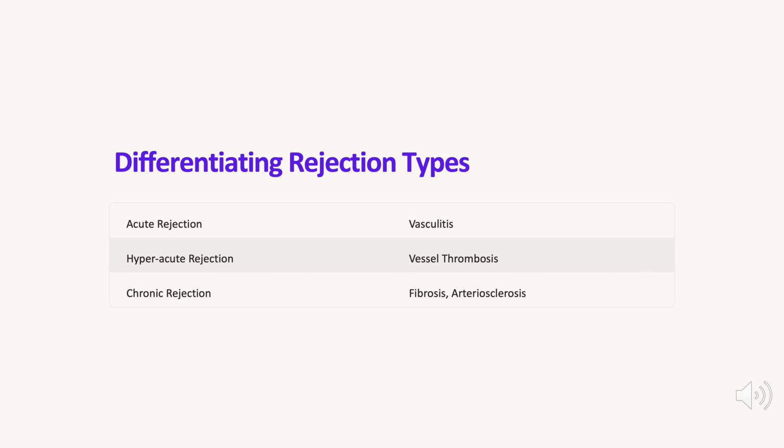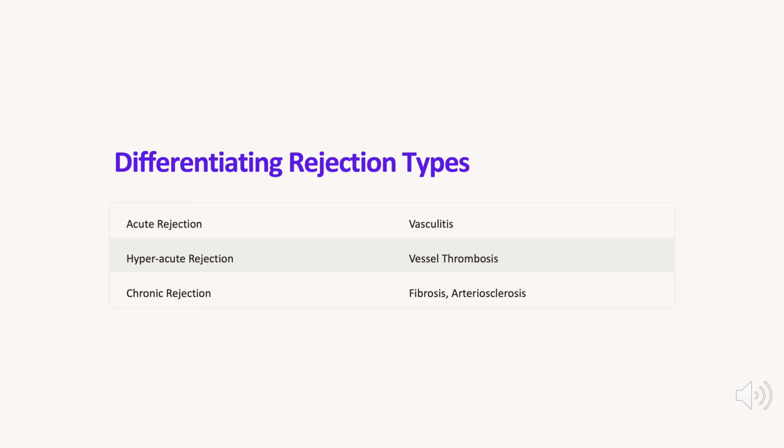When evaluating transplant recipients for signs of rejection, it's essential to recognize the distinct features associated with each type. 1. Acute rejection. Characterized by vasculitis, acute rejection involves inflammation of blood vessels within the transplanted organ. This acute inflammatory response can lead to tissue damage and dysfunction.